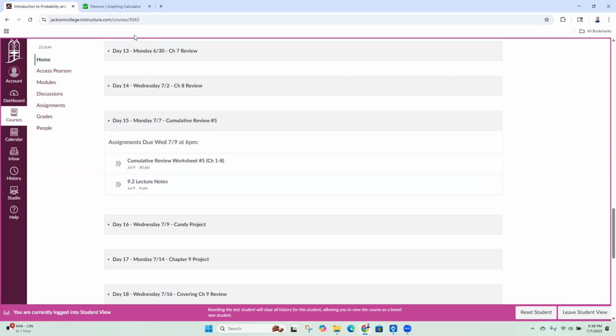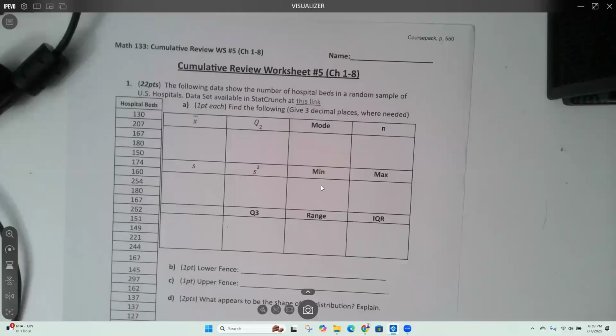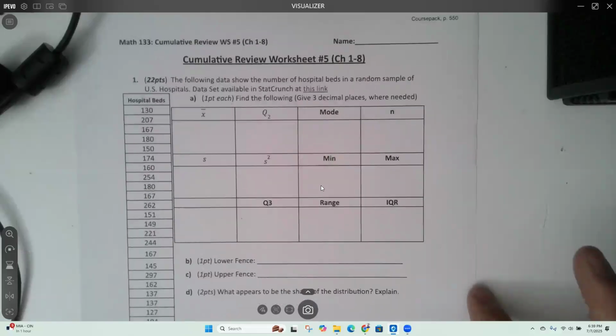Let's go to the cumulative review, which is on page 550.